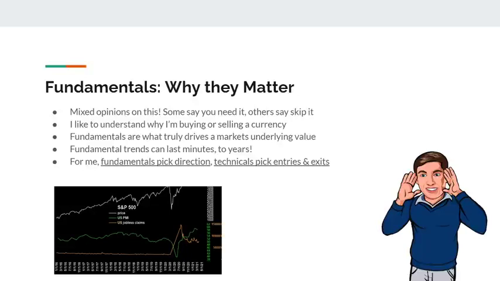One of the biggest criticisms that people have for fundamentals is that it doesn't really help you so much with timing, because fundamentals can last from minutes to years. So you could be bullish on a currency, and that currency could go down for quite a while before it actually ends up going in the direction that you had a bias on. So fundamentals for picking a direction, whereas I use technicals to look for entries and exits, if that makes sense. So technicals are sort of my in and outs, and then fundamentals help me actually pick the direction that I want to trade in.